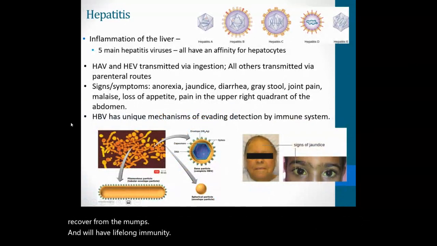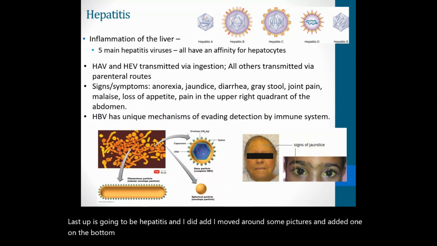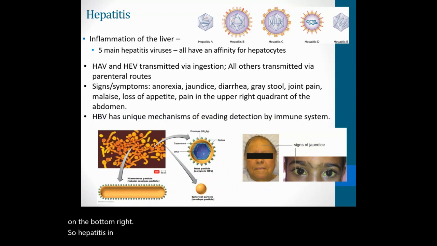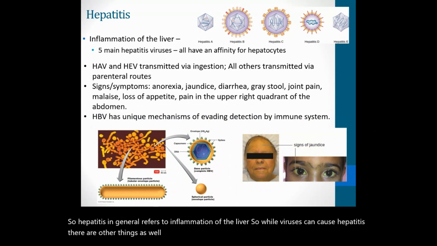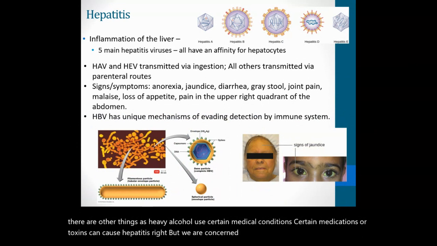Last up is going to be hepatitis, and I moved around some pictures and added one on the bottom right. So hepatitis in general refers to inflammation of the liver. While viruses can cause hepatitis, there are other things as well, like heavy alcohol use, certain medical conditions, certain medications or toxins can cause hepatitis, right? But we are concerned about hepatitis that's caused by a virus.